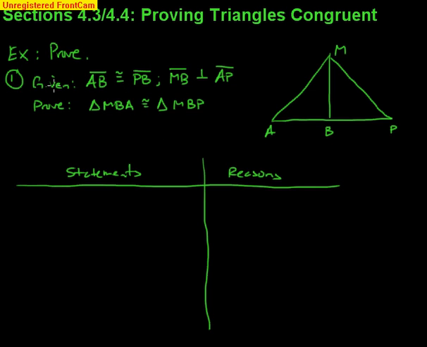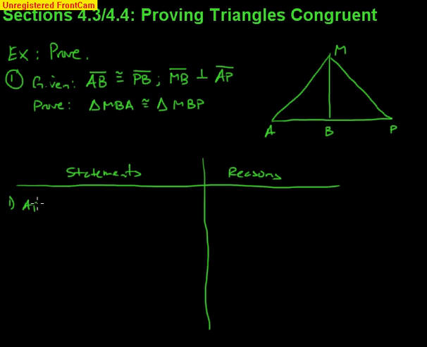We are given that segment AB is congruent to segment PB. We are given that segment MB is perpendicular to segment AP, right? That means perpendicular. And we've got to prove that triangle MBA is congruent to triangle MBP. Okay? So, of course, the first thing we do is we write the given. That's the first step, the given.